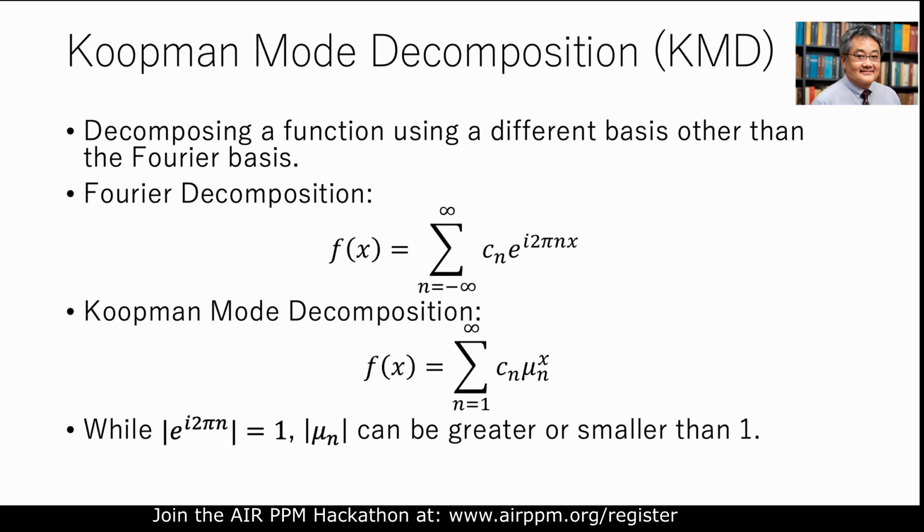In both FD and KMD, each basis function is typically a complex constant raised to the power of x. However, in FD, these complex constants are restricted to having an absolute value of 1, whereas in KMD, they can take any value. As a result, the basis functions in FD are always periodic, while those in KMD can exhibit amplification or decay.